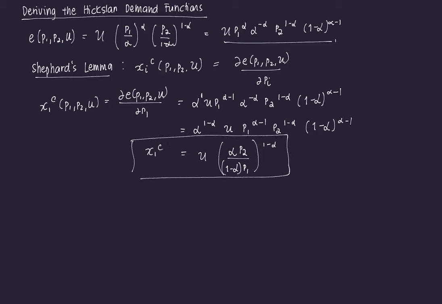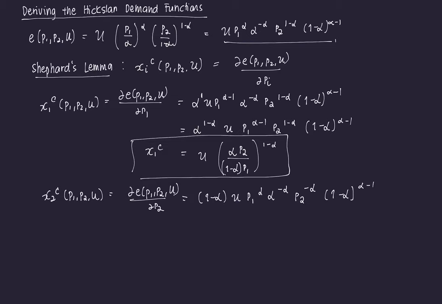Okay. Then we can derive the Hicksian demand function for good 2. And this will be in this form. So we have X2C of P1, P2, u. This is again the first order partial derivative of the expenditure function with respect to P2. So we get here 1 minus alpha u, P1 raised to alpha, alpha raised to negative alpha. P2 will now become 1 minus alpha minus 1, or negative alpha. Then we have 1 minus alpha raised to alpha minus 1.